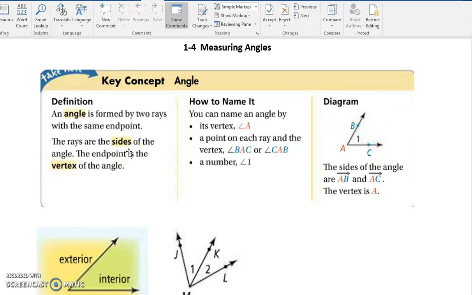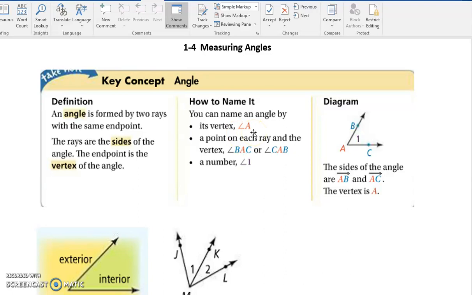We call the rays the sides of the angle. The endpoint that they have in common is called the vertex. So you have some of these definitions right here. We need to talk a little bit about how we name them. If there's just one angle in the picture, we can call it just by the vertex, the point that is the vertex. We use this little symbol right here to talk about an angle, and then it's angle A.